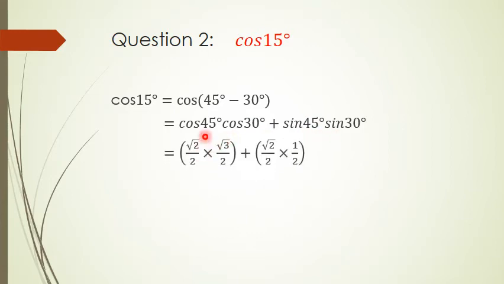And making the substitutions, cos 45 is the square root of 2 over 2 times cos 30 degrees square root of 3 over 2 plus sine 45 square root of 2 over 2 times sine 30, that's 1 over 2. Multiplying out the brackets, root 2 times root 3 gives us root 6, and 2 times 2, 4. Root 2 times 1, root 2, 2 times 2, 4. These have a common denominator, so we can add the numerators. The final answer, root 6 plus root 2 all over 4.